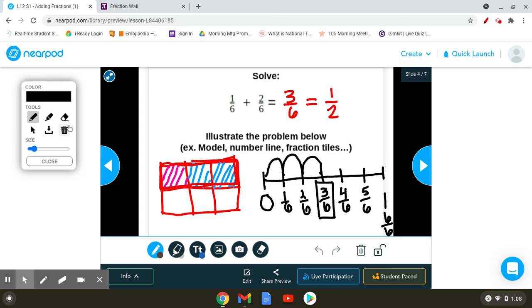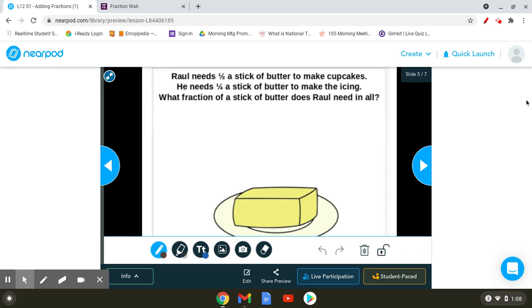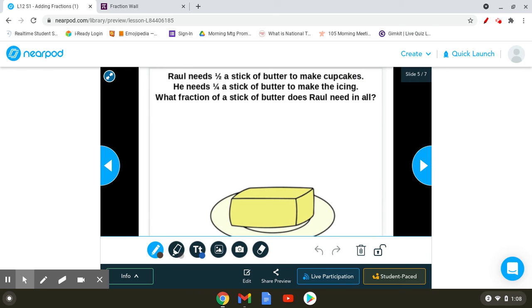So on this next slide, this is a try it problem. What that means is I haven't really taught you anything new about our lesson, and I want to see what you can tap into with prior knowledge and how you can approach this problem before I teach you the lesson. So it says, Raul needs 1/2 a stick of butter to make cupcakes. He needs 1/4 a stick of butter to make the icing. What fraction of a stick of butter does Raul need in all?